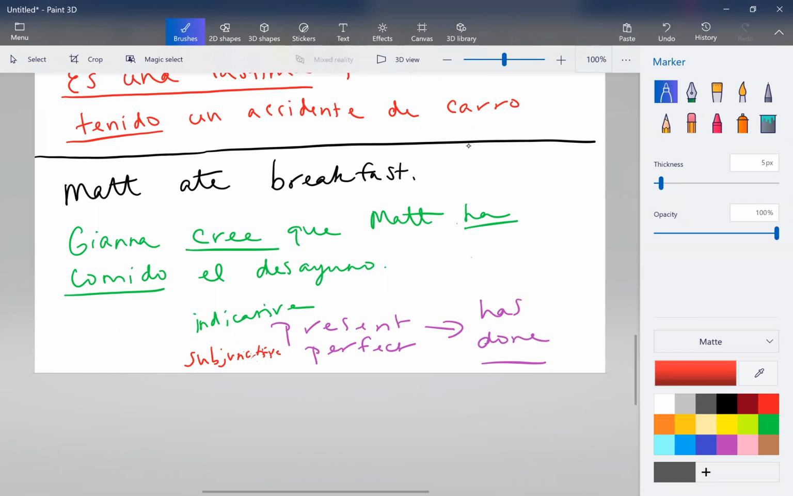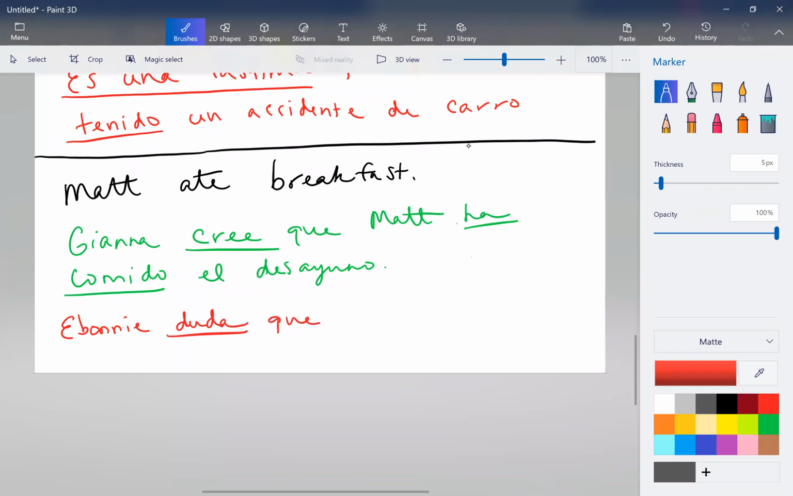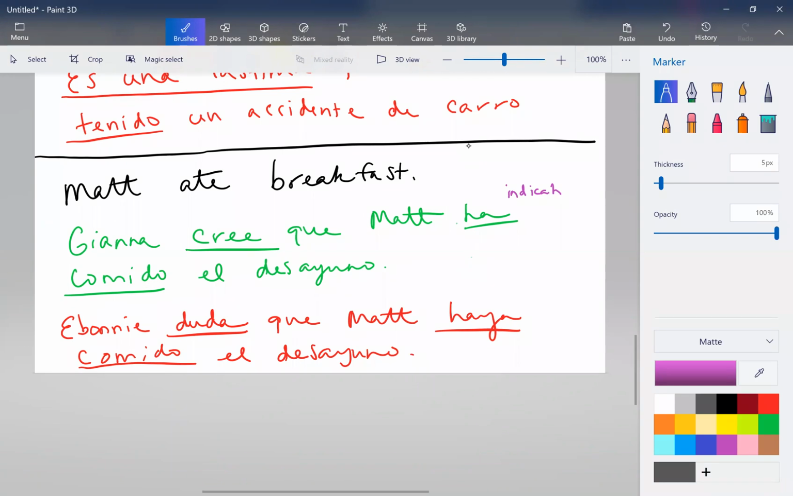All right. So Gianna believed you, but we're going to have somebody doubt you. Can be anybody. I doubt Matt ate breakfast. Thank you, Ebony. Duda que Matt haya comido el desayuno. Okay. So we can see that both of these have comido. The only word that changes is the haber, either in the indicative or the subjunctive, and it depends on whether or not you believe them.